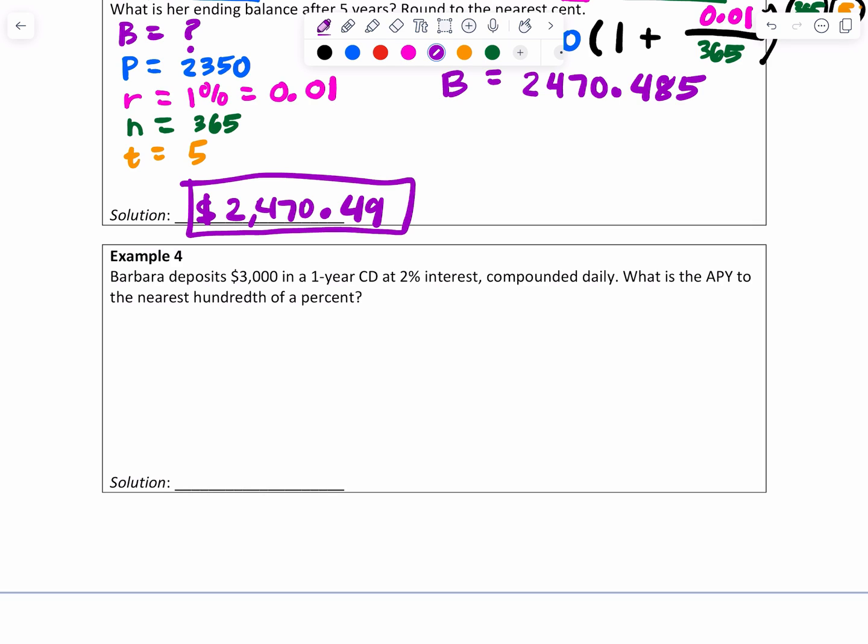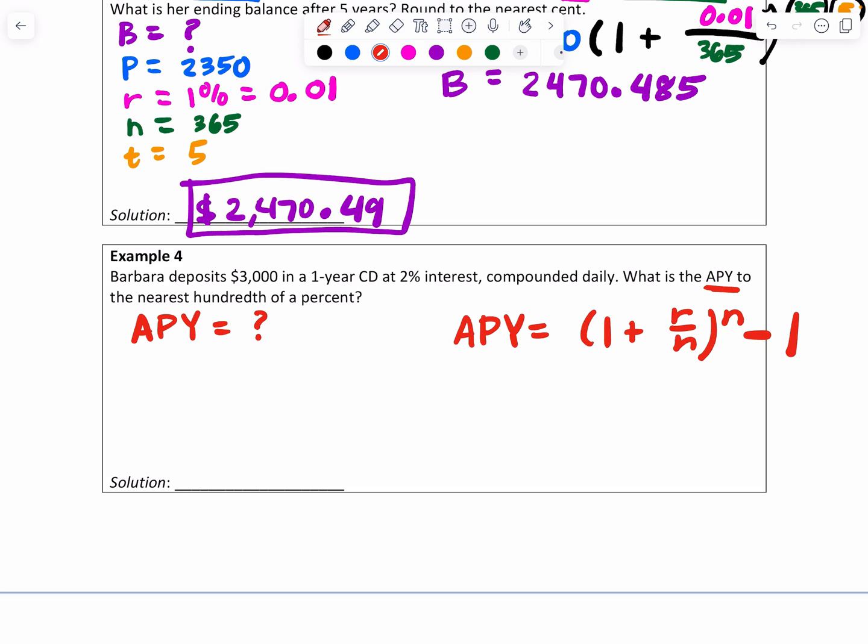Barbara deposits $3,000 in a 1-year CD at 2% interest compounded daily. What is the annual percentage yield to the nearest hundredth of a percent? Okay, so remember, this is what we are looking for. We are using a different formula this time. APY is what it asked for, so we're going to use the APY formula. And that one looks like 1 plus R over N to the N, minus 1.